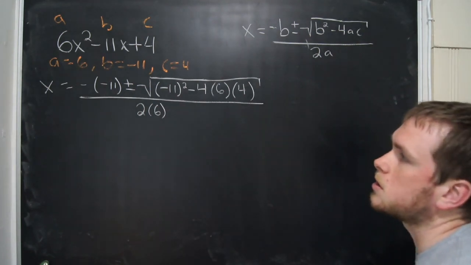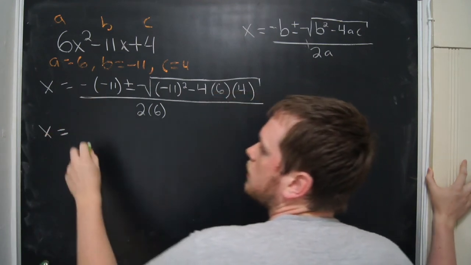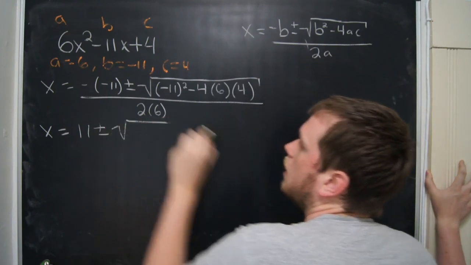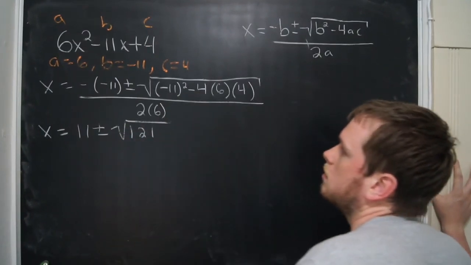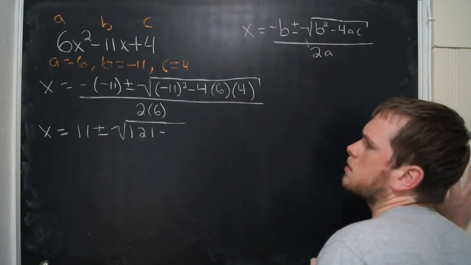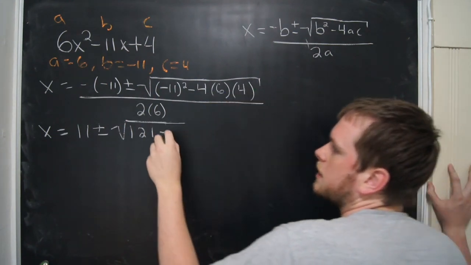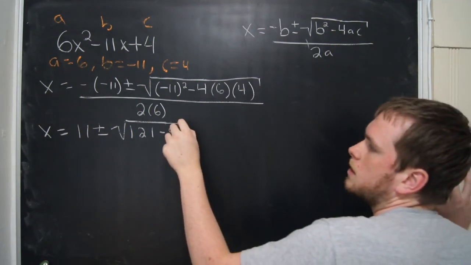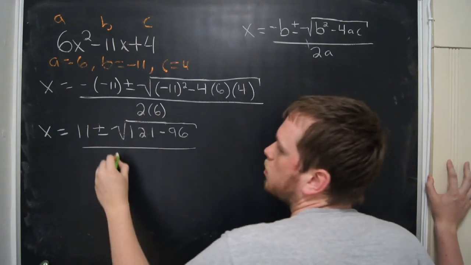Alright, so I'm just going to start simplifying. So we have x is equal to negative 11, that's just 11, plus or minus the square root, negative 11 squared, that's positive 121, minus 4 times 6 is 24. 24 times 4 is 96. So I have this minus 96 here. Now, then I have over 2 times 6 is 12.